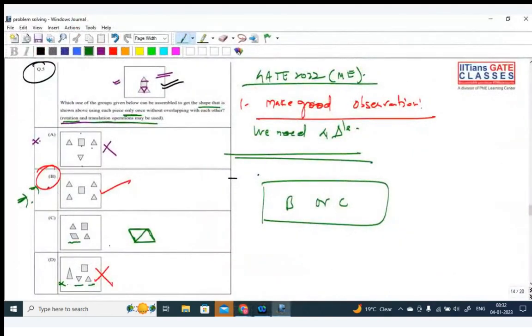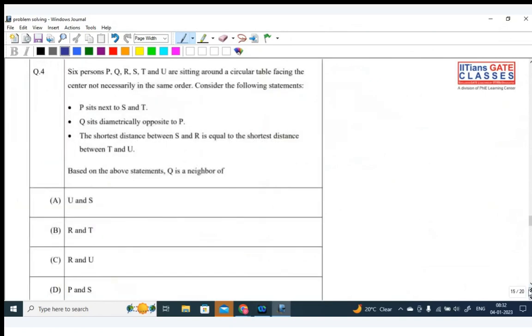Okay, so let's take one more question. So this was a very good question, and this question is from spatial reasoning. Okay, how to rotate, how to translate figures, and how to count. In fact, from this you can have this many triangles. This is one of the good questions again, right? So you can expect this kind of question.